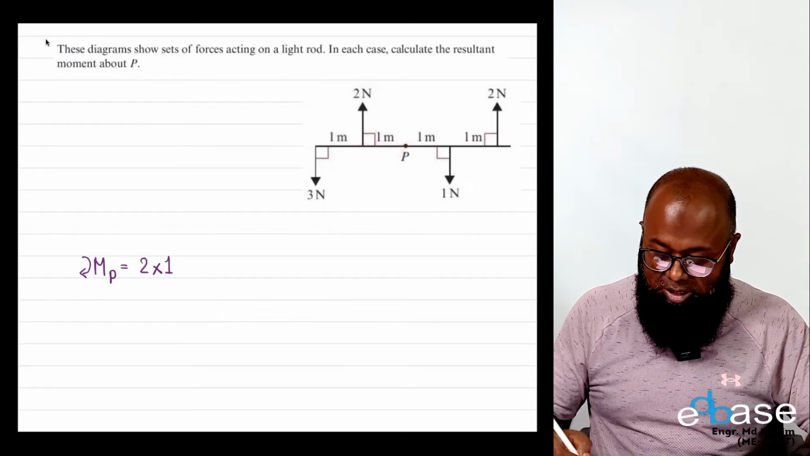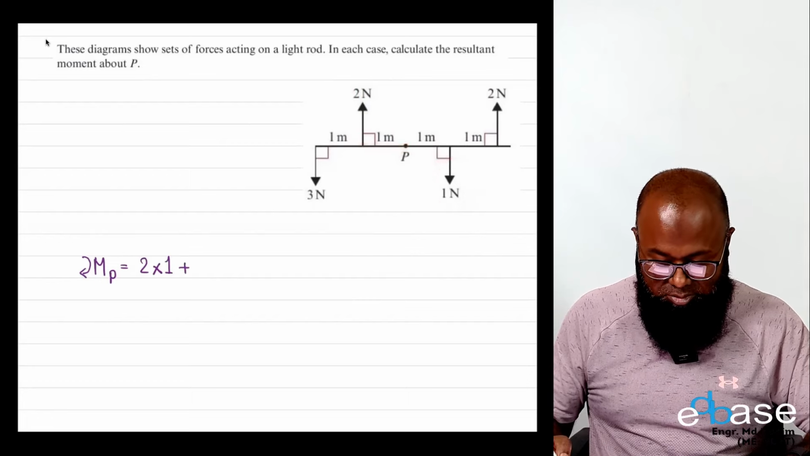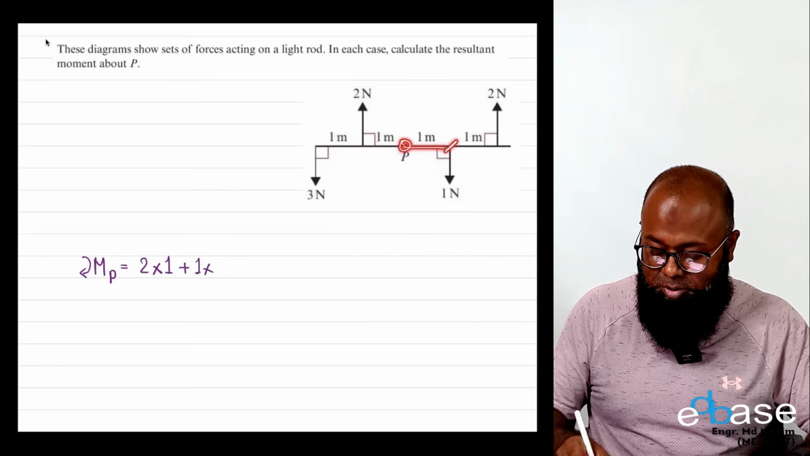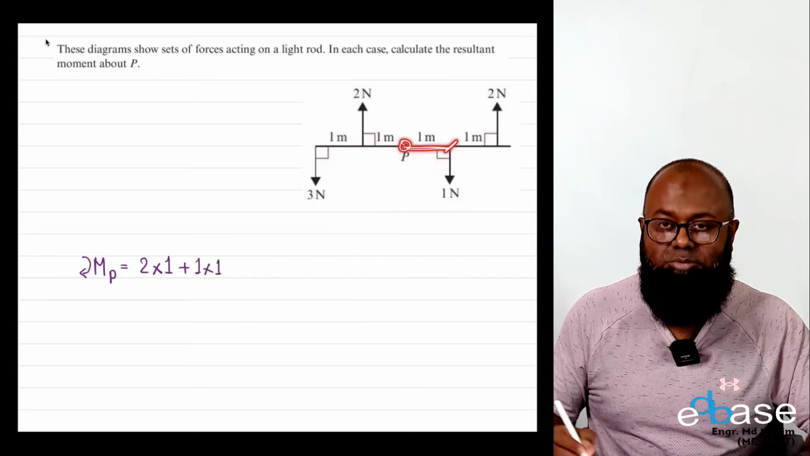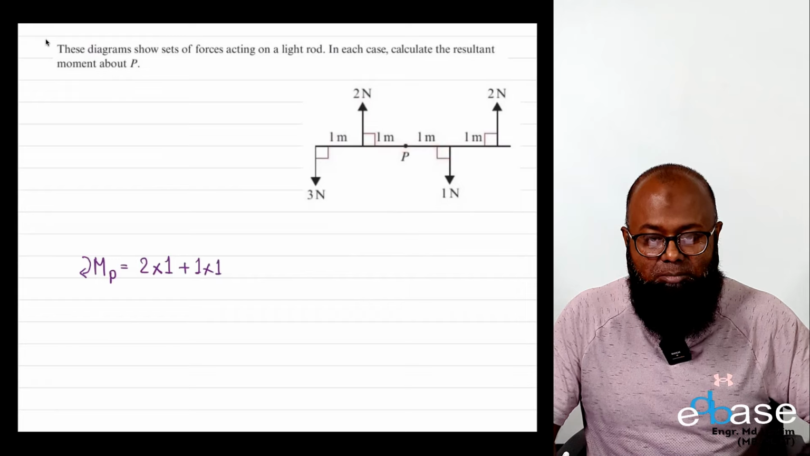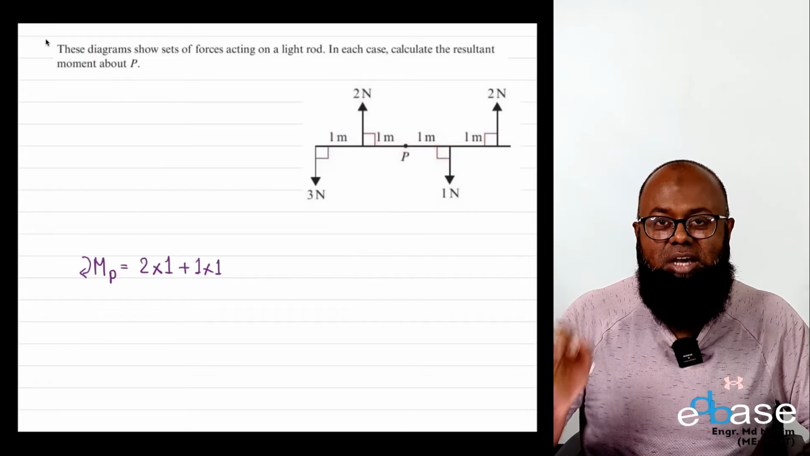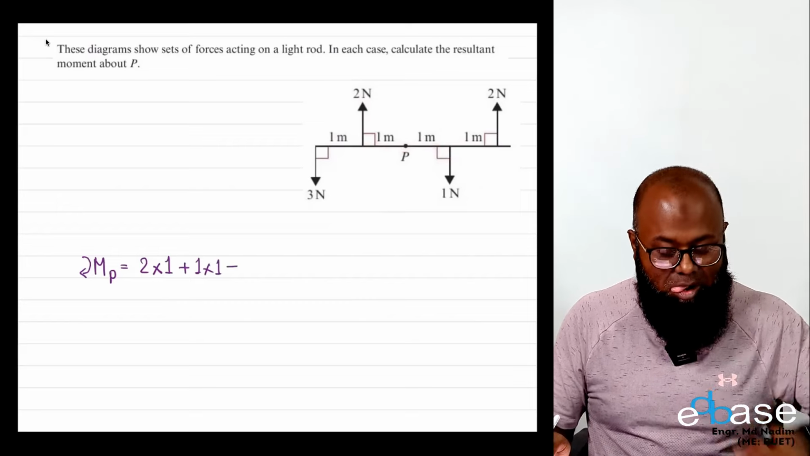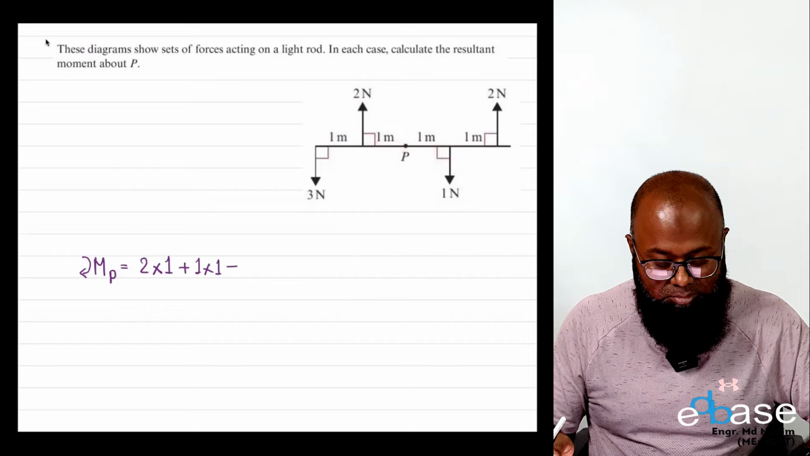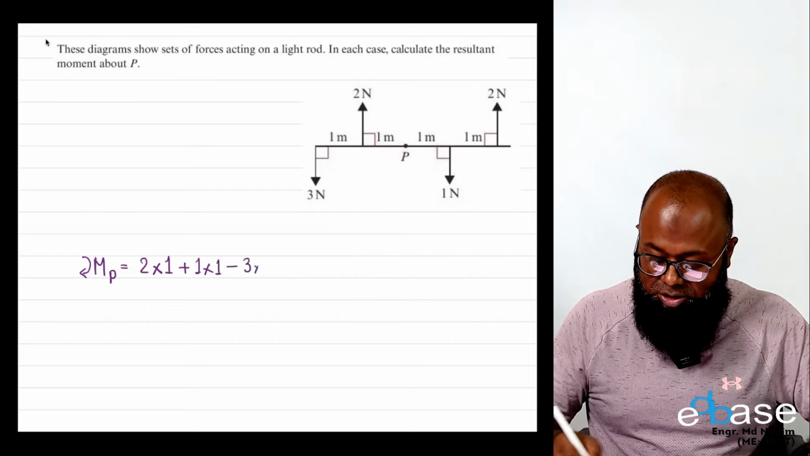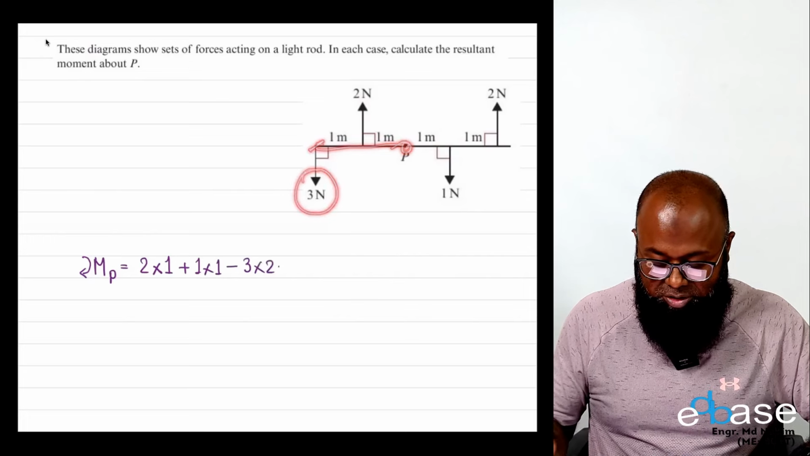Now, then another clockwise is this 1 plus 1 into 1, acting at this point. This is the reference point. What is the distance? 1. So it will be 1. Now come to the anti-clockwise moments. That is, I should put a minus sign for that. Minus 3 into, this is 3. 3 is acting here. This is the reference point. What is the distance? 2 meter.